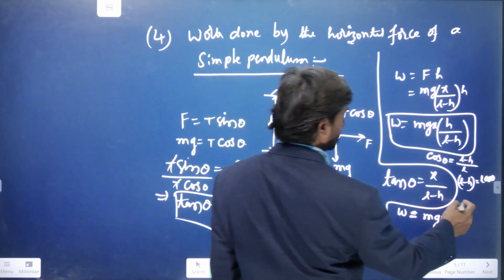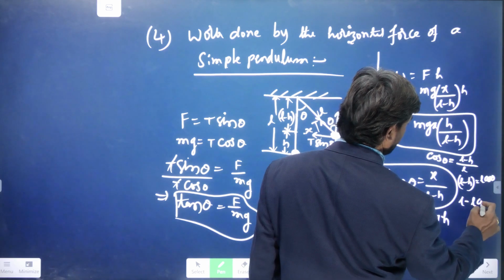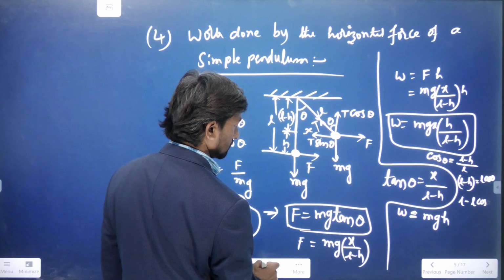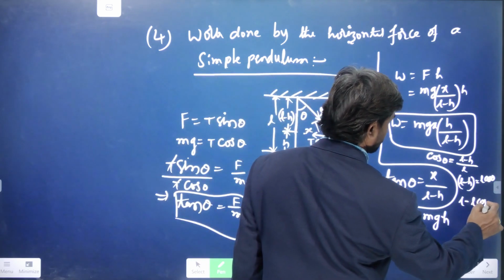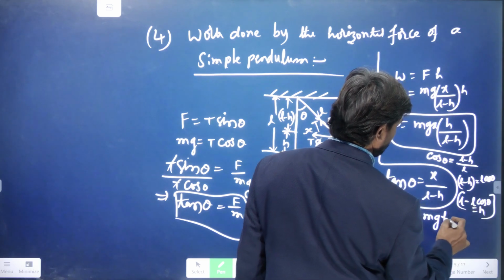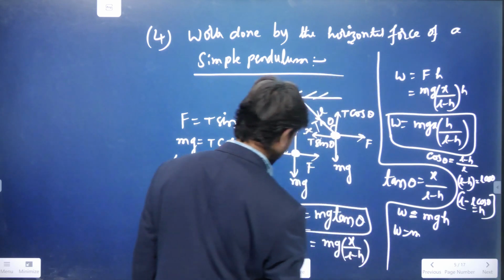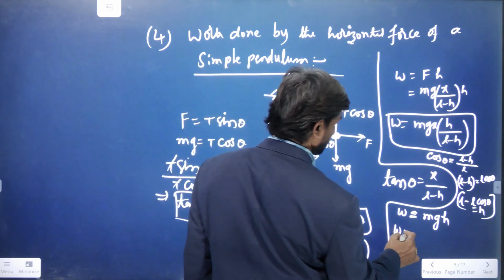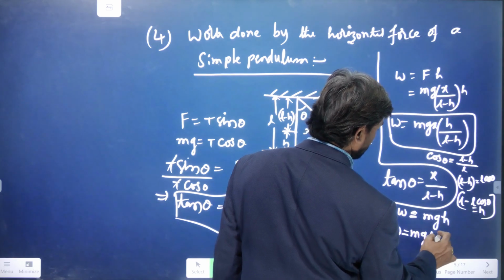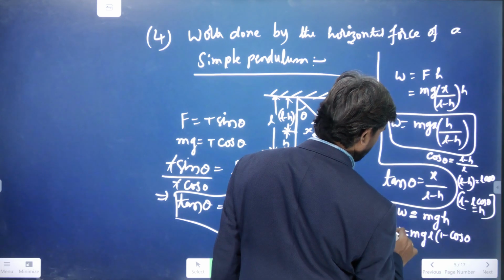So from this equation, what can we write here? L minus L cos theta is equal to H. So H is equal to L minus L cos theta. W is equal to mg, and H is nothing but L, if you take common, 1 minus cos theta we will get there.